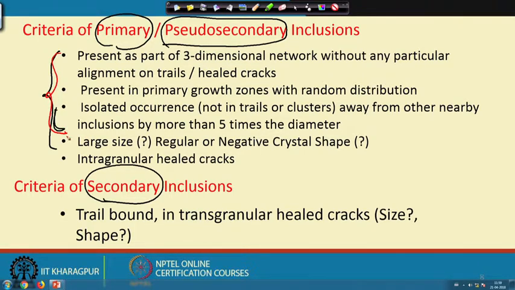Sometimes size or shape is also associated with primary or secondary origin, but they are sometimes very misleading, as we have seen that a host mineral like quartz has very rare negative crystal shaped inclusions, whereas in a mineral like anhydrite, both the primary as well as the secondary inclusions could be of negative crystal shape. So, this is not a very definitive criterion for primary and secondary.